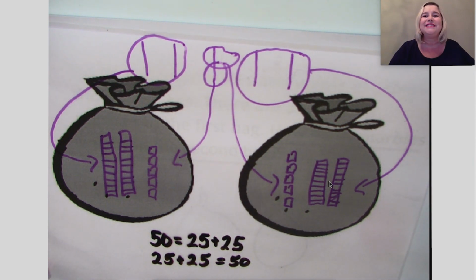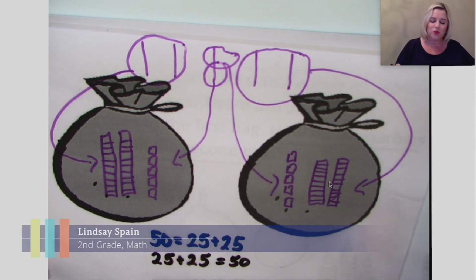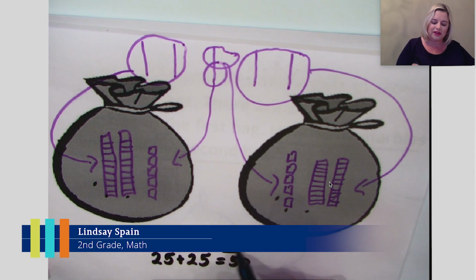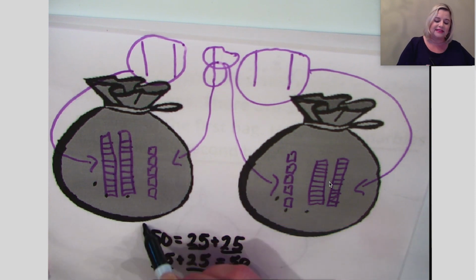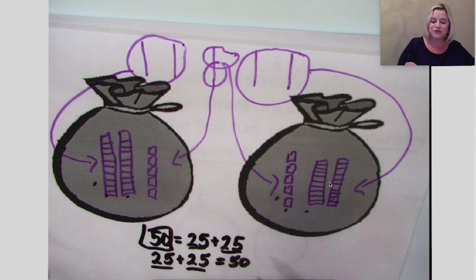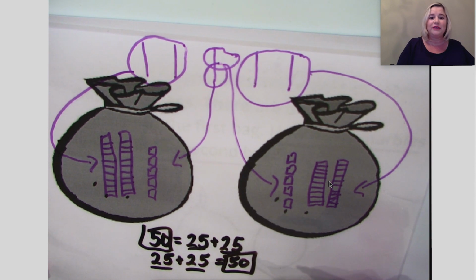That's right. Both equations have 25 and 25 as our add-ins because there were 25 marbles in each bag. Both equations have 50 as the sum because when you add 25 and 25 together, you get 50. So again, when you add the two number pairs together, their value is 50.